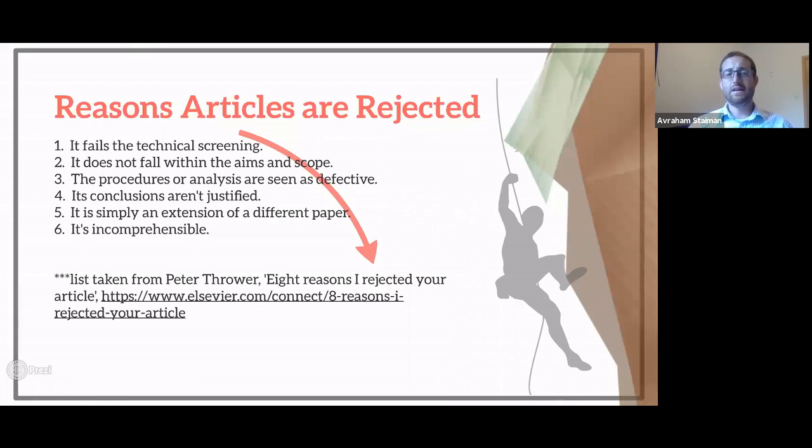So first of all, it fails the technical screening, and this goes back to the formatting that we just discussed. Now, we may be tempted to say, why do I need to worry about formatting and style sheets and author's guidelines right now? If my paper gets accepted, then I will worry about that at the proofing stage, at the very end of the process. And while that approach does sometimes work, there are some journals that will overlook some of the technical requirements if your article is on a high enough level. There are journals that won't.